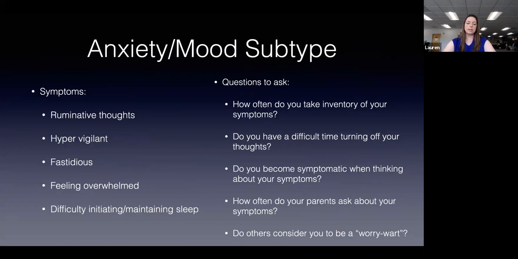Going on to the anxiety mood subtype. So symptoms are going to likely include ruminative thoughts, so continuously focusing on how they feel, focusing on the concussion, being hypervigilant, being very fastidious, so very concerned with very specific details, feeling overwhelmed, difficulty sleeping. Risk factors are a personal or family history of anxiety or any other mood disorders. And again, migraines and vestibular disorders are also a risk factor.